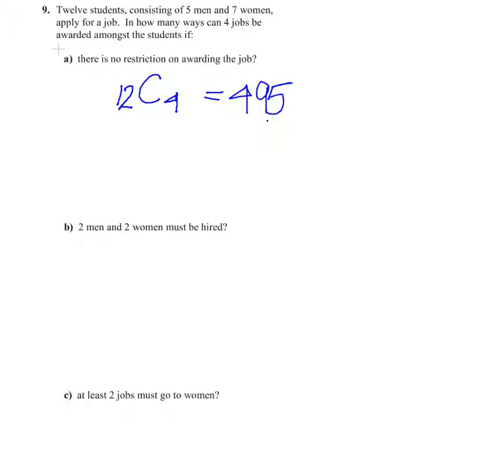Now, if we put some restrictions on the job choosing, and now we have to have 2 men and 2 women that must be hired. So let's start with the restriction that is 2 men. In total, we have 5 men, and then we must choose 2. That's what the restriction is telling us. And then we'll multiply this by 7 women that we have, and we also have to choose 2 as well.